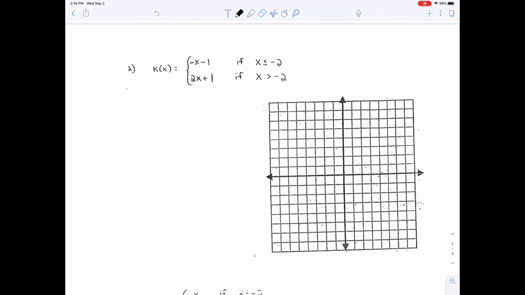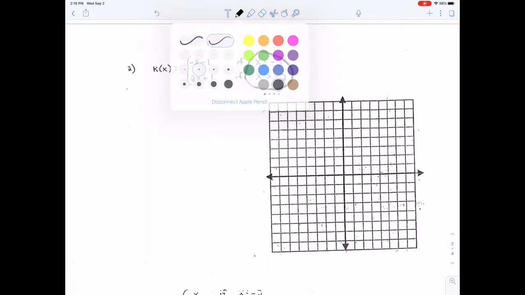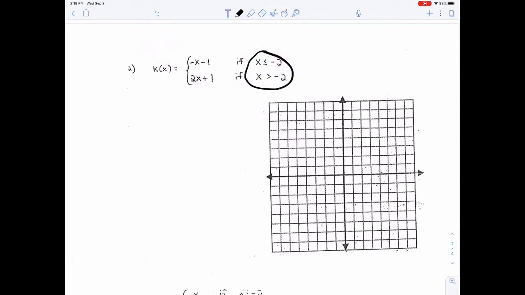Okay, on your own. So let's take a look at the domain first. So this is what we're looking at first. That's not what we're graphing. What it says is -2 is the dividing line. So at -2, all right, now what are we looking at here? If x is less than or equal to -2, you're talking about the left-hand side. If x is greater than -2, you're talking about the right-hand side of that line, and there are only 2 sides here.